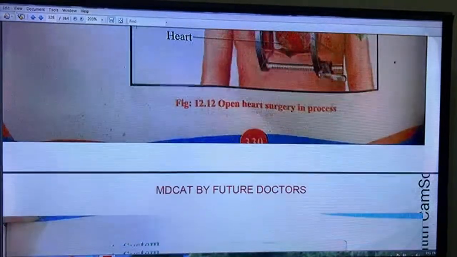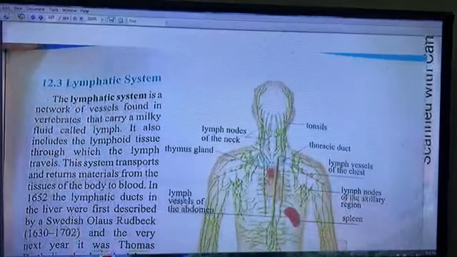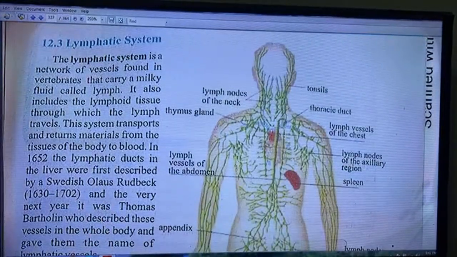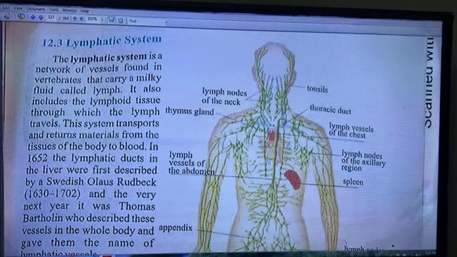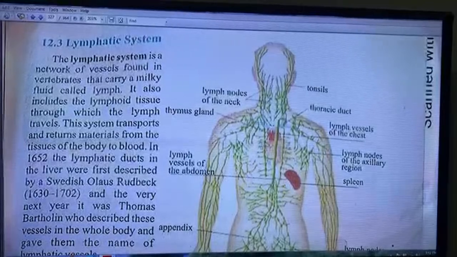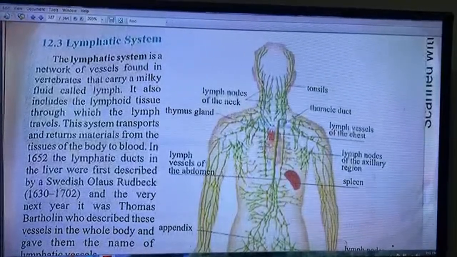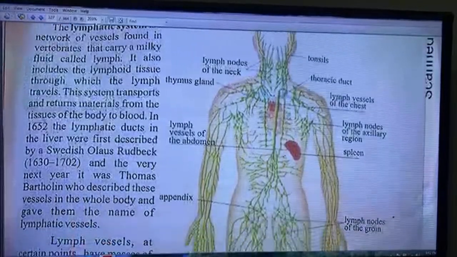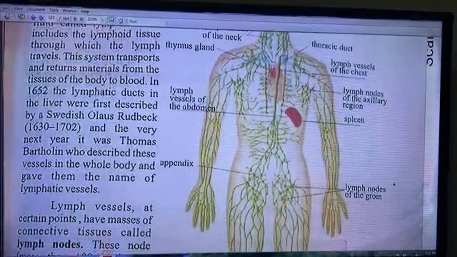Lymphatic system. The lymphatic system is a network of vessels found in vertebrates that carry a milky fluid called lymph. It also includes the lymphoid tissues through which the lymph travels. This system transports and returns material from the tissues of the body to the blood.